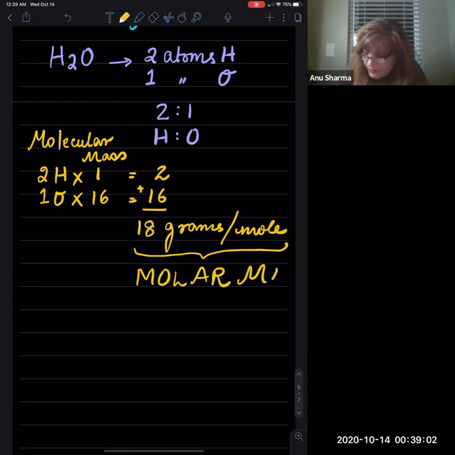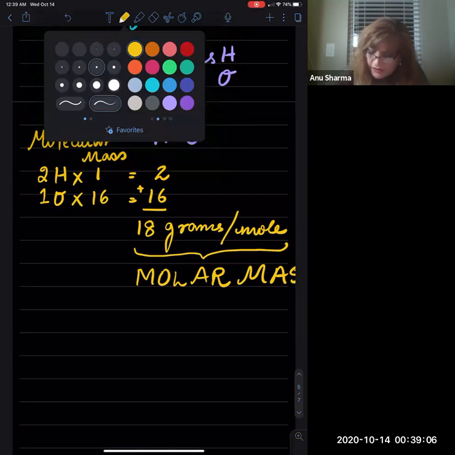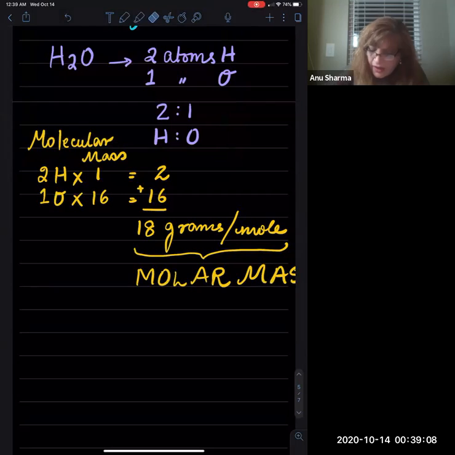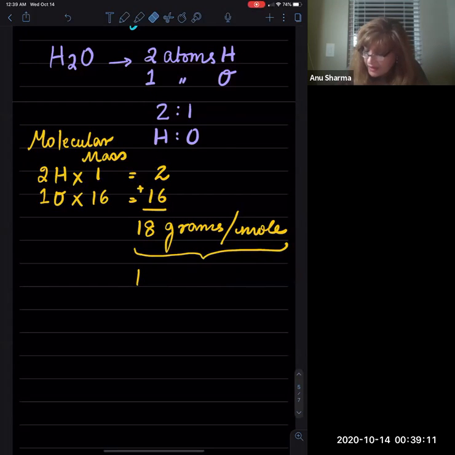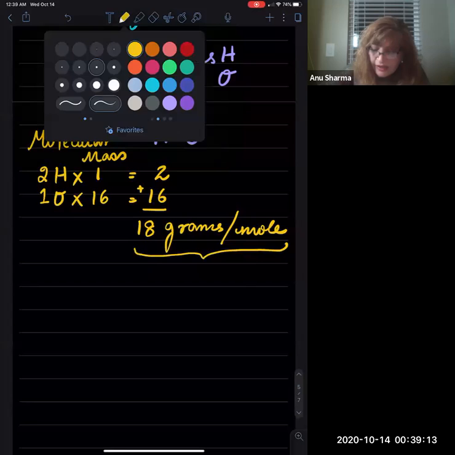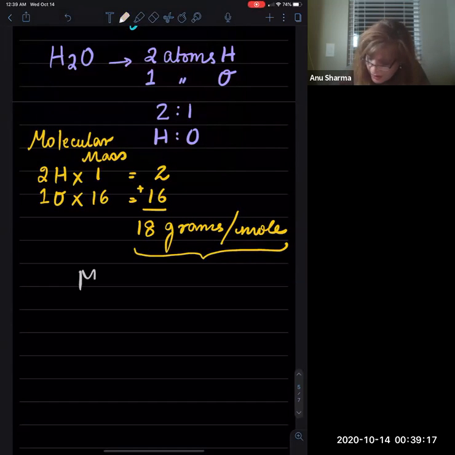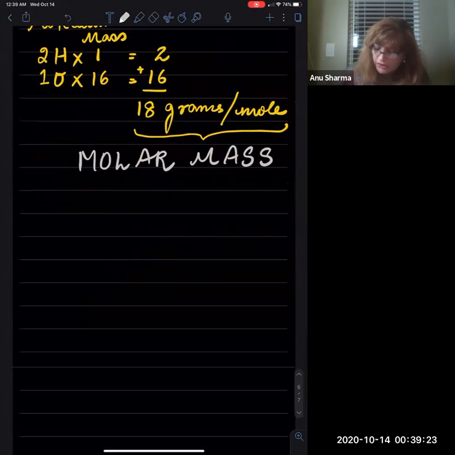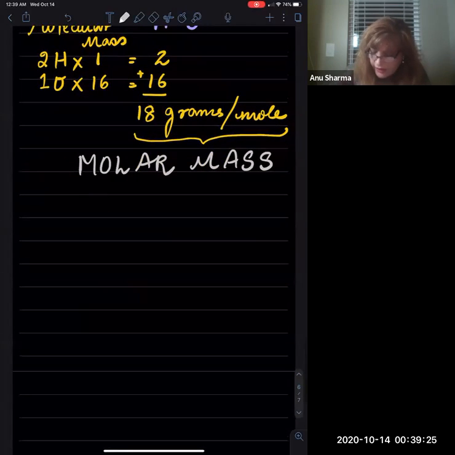That's the more commonly used term now, the molar mass, because it really helps us see how many atoms or how many molecules we are dealing with. So this is the molar mass of hydrogen and oxygen combined together making water.